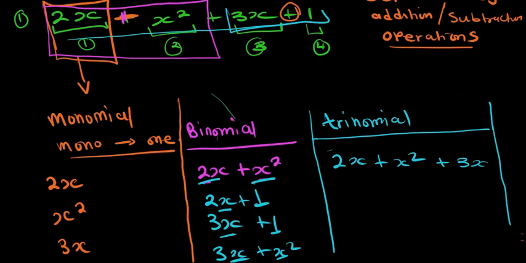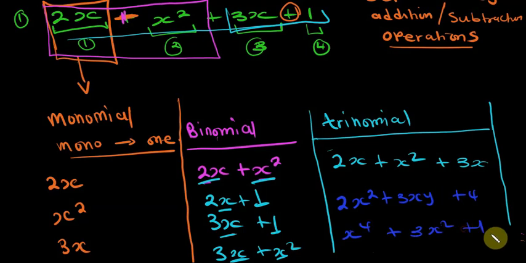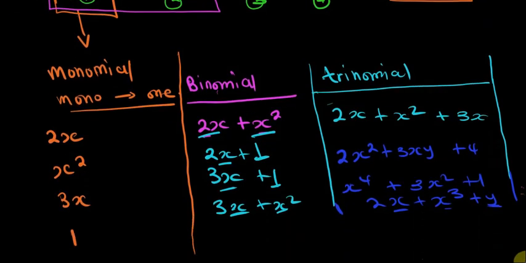Let's just come up with another trinomial. 2x squared plus 3xy plus 4. That's a trinomial. x to the power 4 plus 3x squared plus 1. That is a trinomial. 2x plus x cubed plus y. That also is a trinomial. Why? Because it has 3 terms: 1, 2, 3. So any expression with 3 terms is regarded as a trinomial.